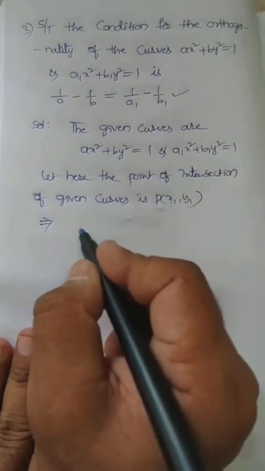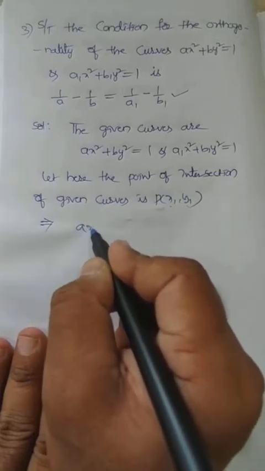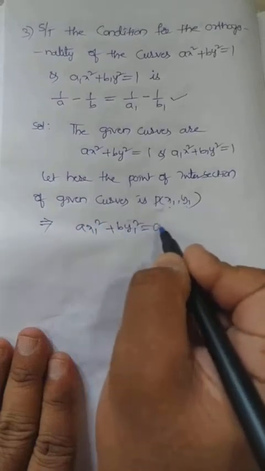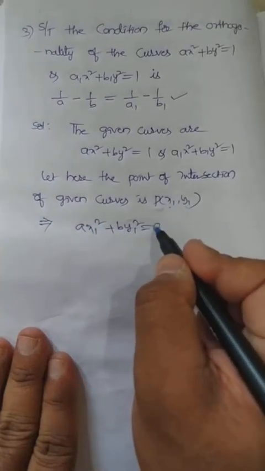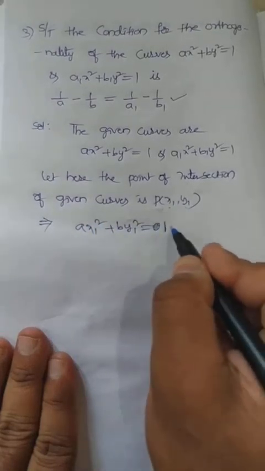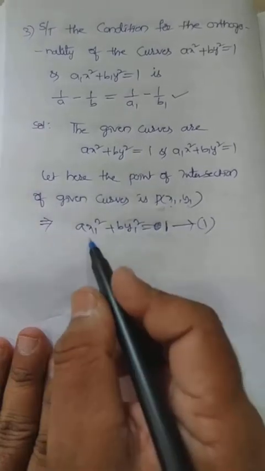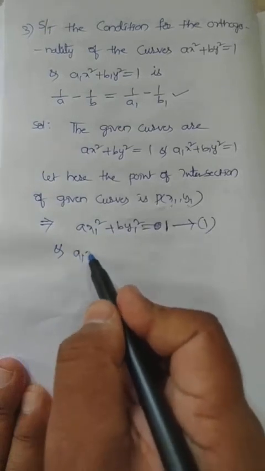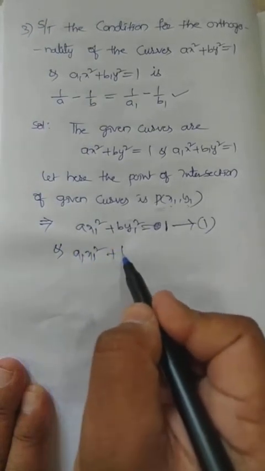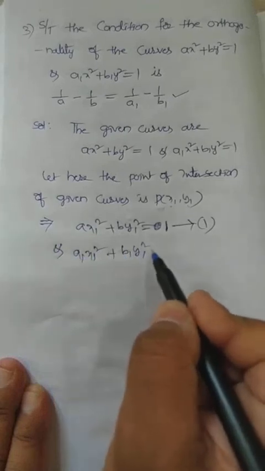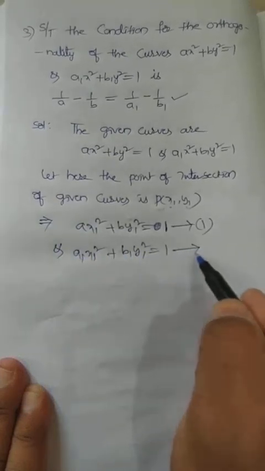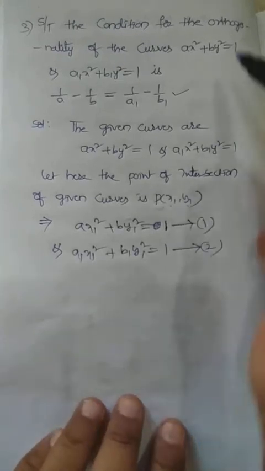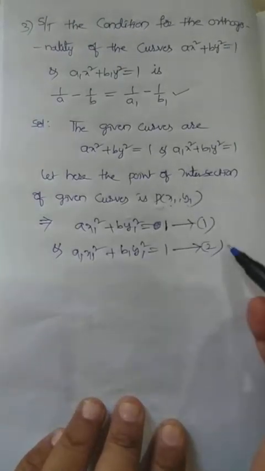So I get the equation a x1 square plus b y1 square is equal to 1. This is equation number 1. And a1 x1 square plus b1 y1 square is equal to 1. This is equation number 2. I have substituted this point of intersection in both the curves, so I got these two equations.